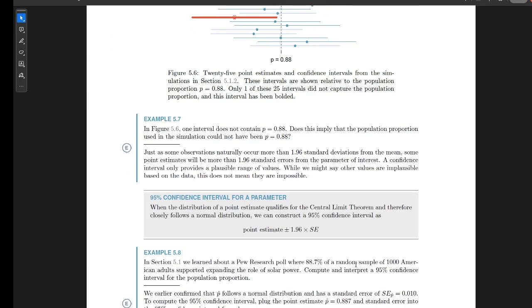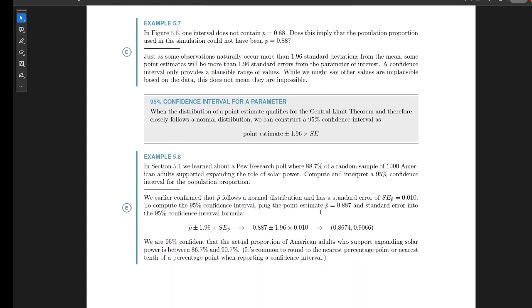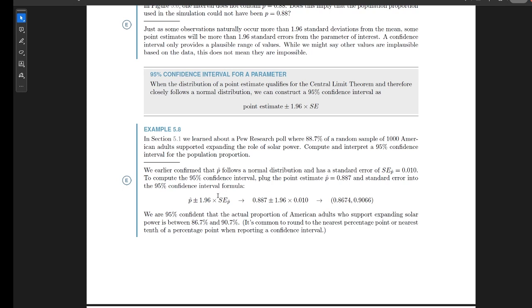Okay, so they've got the 95% confidence interval for a parameter. You see that 1.96. It's telling you how to construct the interval. So we can construct them by hand. So you see, let's look at this example.